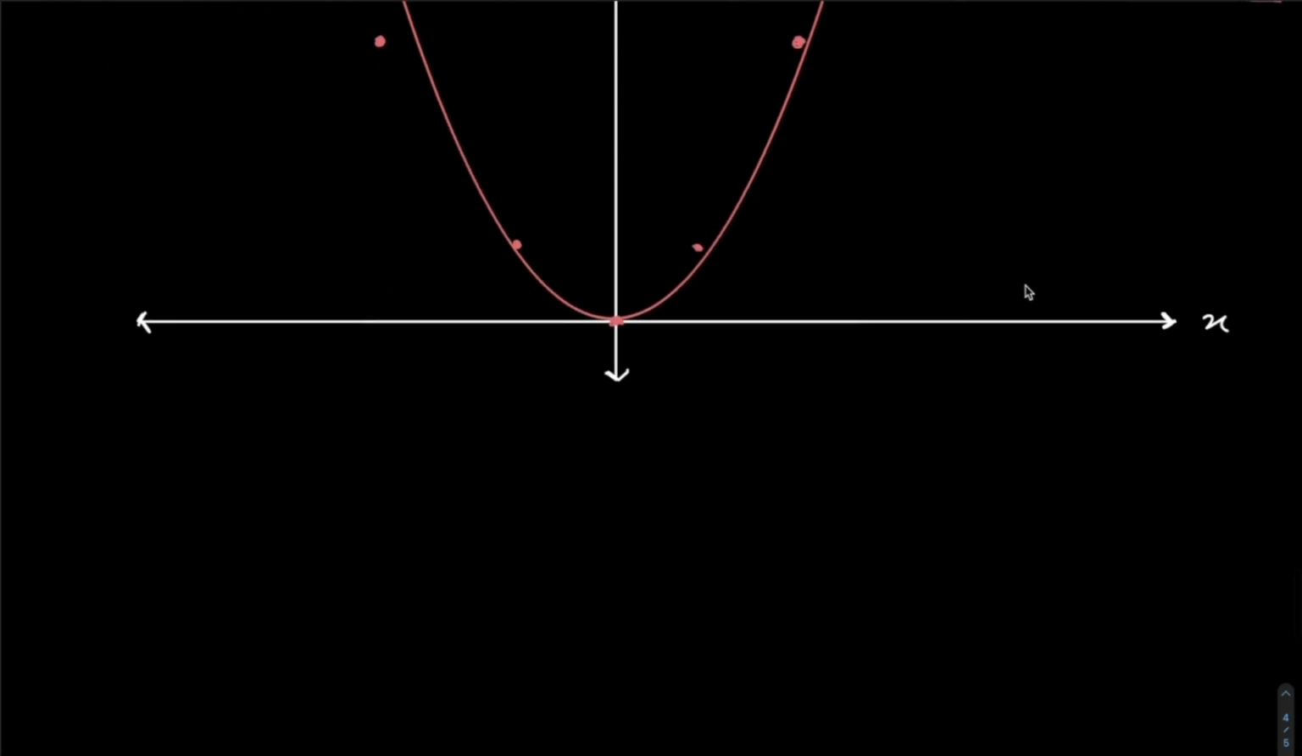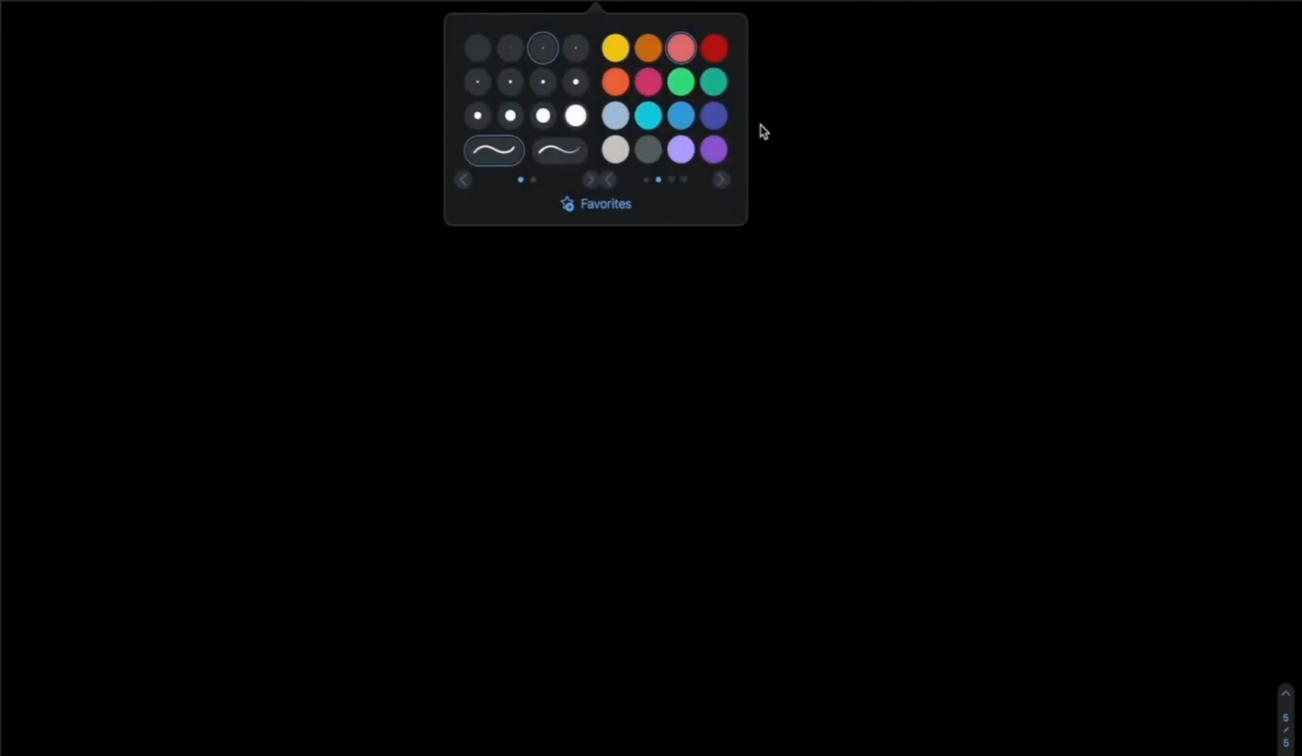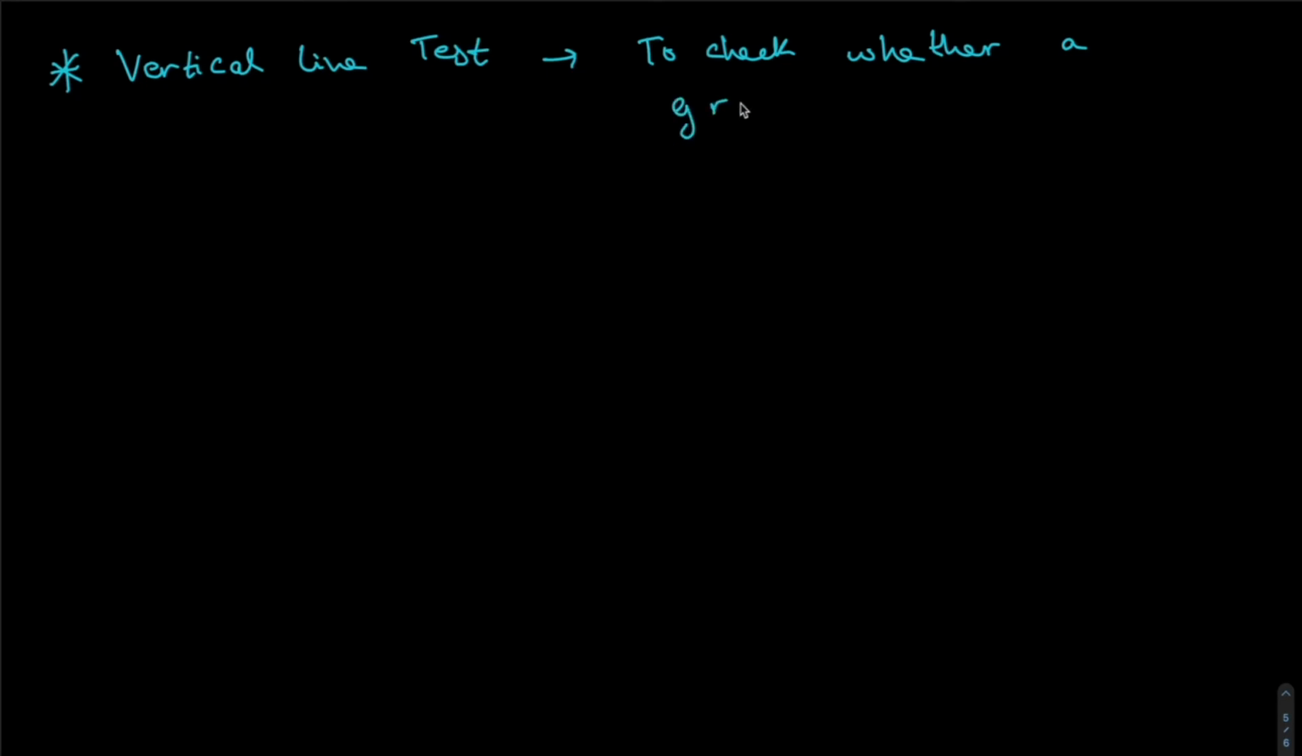Okay, so let me take another example. Let me take a fresh page and I'll make a new title. I'll keep it in light blue and call it the vertical line test. This is basically to check whether a curve or a graph is a function. Again, I'll take two examples here.